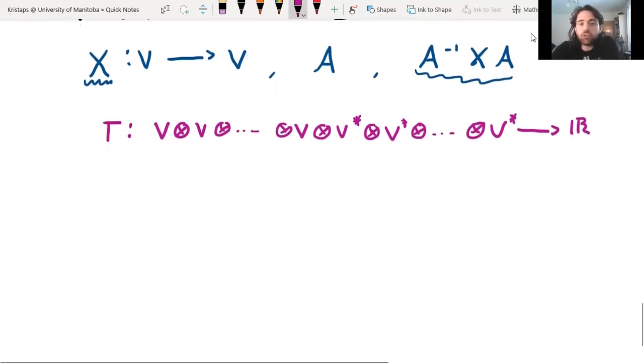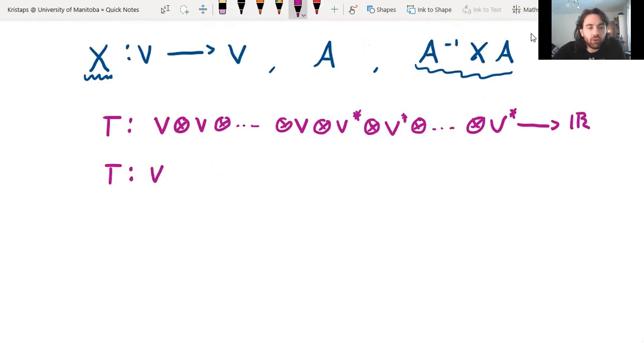And so what does this transformation law look like? Well, let's just slow down first and let's separately figure out what happens if I have a linear transformation on my vector space and a linear transformation on my dual space.